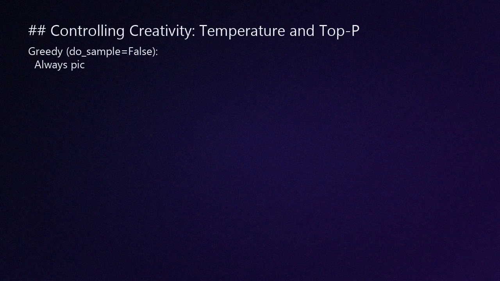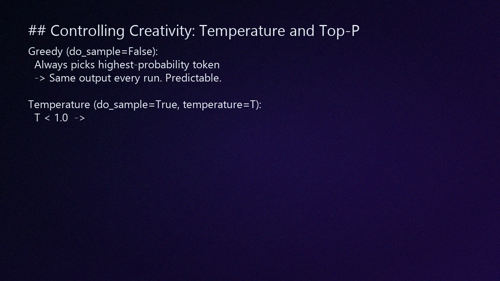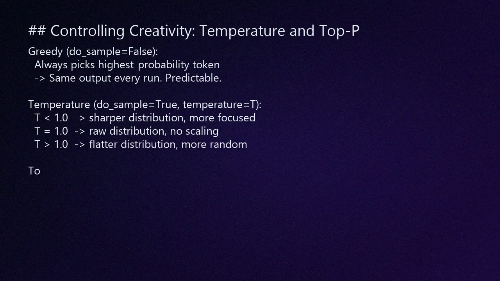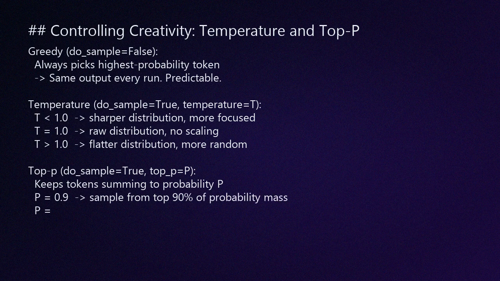We have been using greedy decoding, always picking the most probable next token. That gives consistent, deterministic output. But sometimes you want variety and creativity. Two parameters control this: temperature and top-p. We covered temperature in Chapter 1, but let us see it here in the context of an instruction-tuned model.